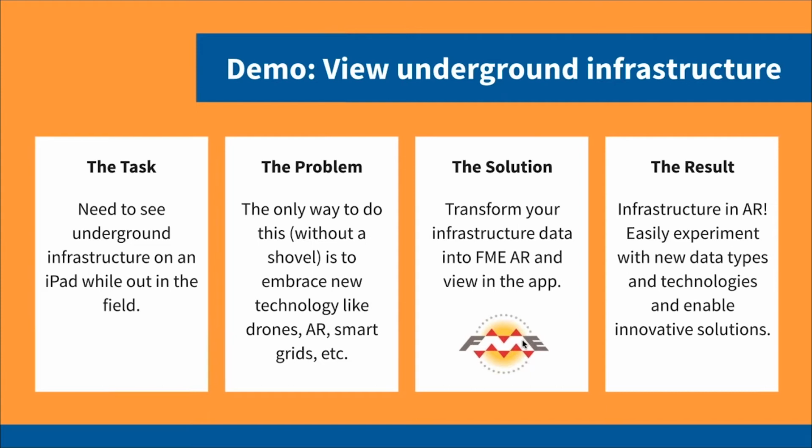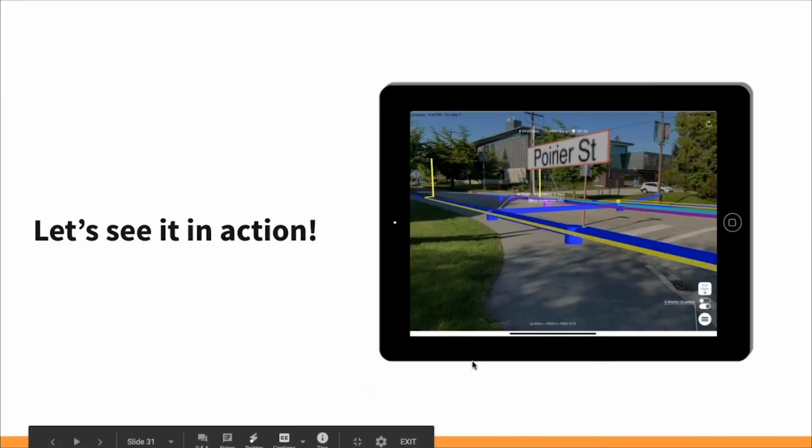The task for this demo is that we need to see underground infrastructure on an iPad while out in the field. The only way to do this without a shovel is to embrace new technology. So the solution is to transform your infrastructure data into FME AR and view it in the app. So the result then is that you can see underground infrastructure in augmented reality. By transforming your data in FME, then it's easy to experiment with new data types and technologies and enable innovative solutions. So I've got a video of this in action.